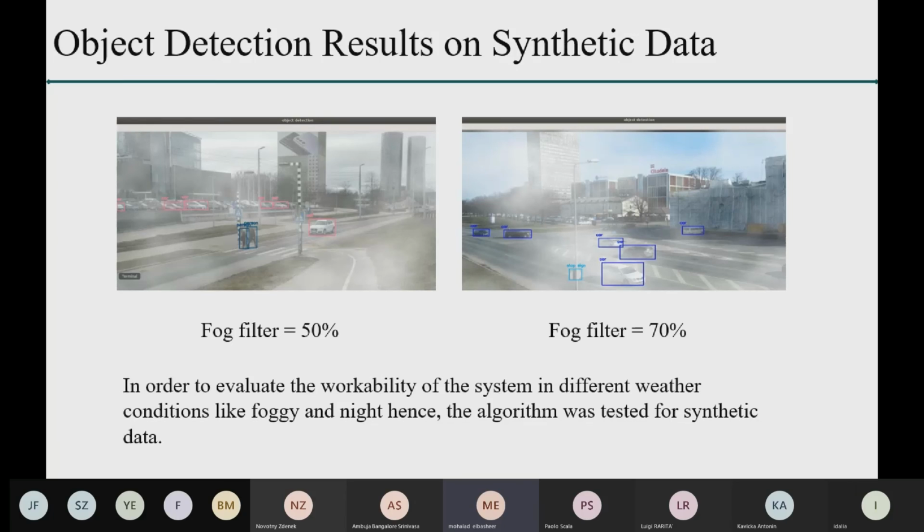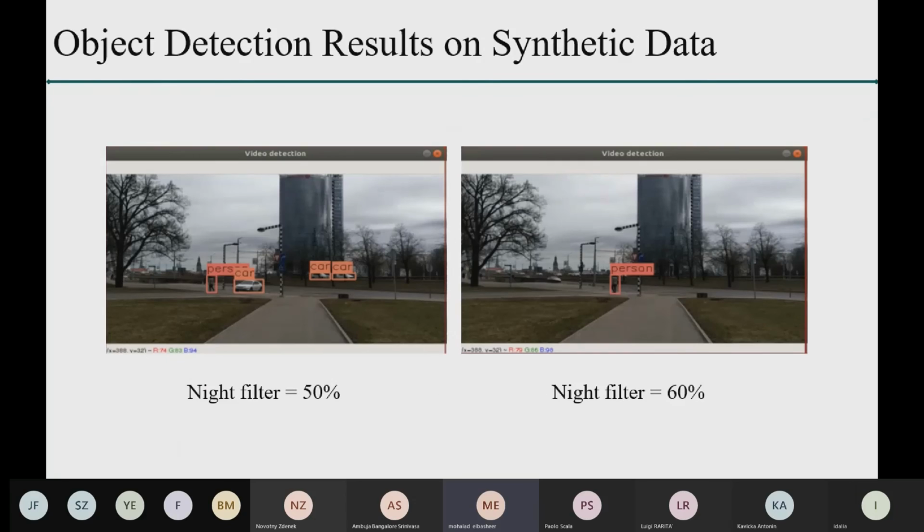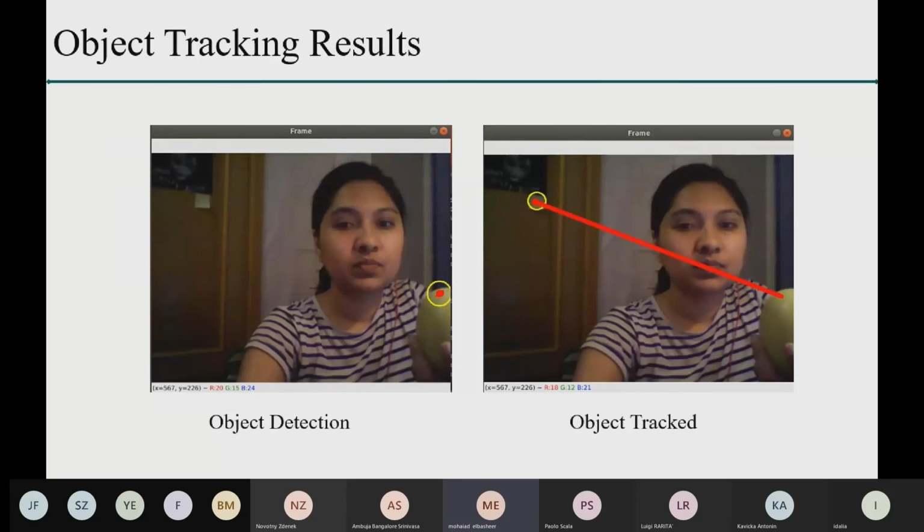As you see in this picture, for the fog filter, it worked well up till 70% of the fog filter, but after that the algorithm had some problems detecting the objects. And in this night filter, we had clear visibility. The algorithm did not have any problem until 60%. After that, it had a problem detecting objects.